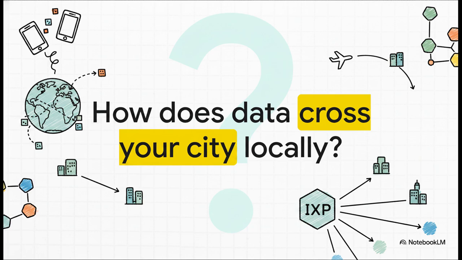To kick off this journey, I want you to imagine sending a high-resolution photo from your phone to your neighbor sitting right next door. Seems perfectly simple, but here's a kind of wild question. How does that data actually cross your city without first traveling completely across the globe?